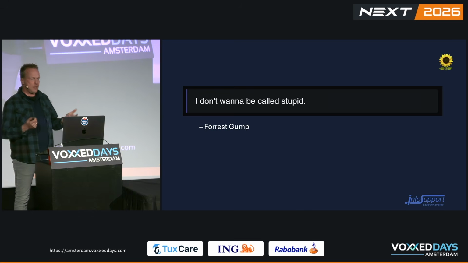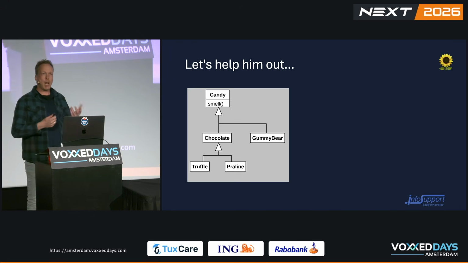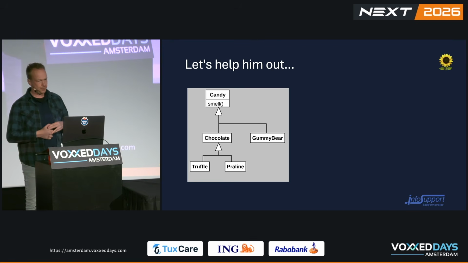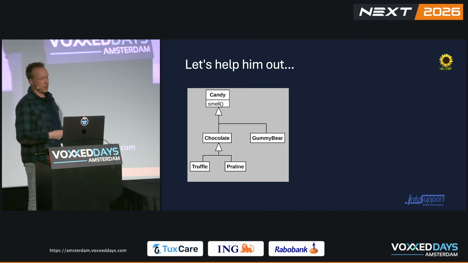So Forrest said, I don't want to be called stupid. So we help him out. We create this domain model with Candy on top, with a smell method, so you can smell if it's fresh. A Chocolate is a Candy, and Truffle and Praline are Chocolates, and a Gummy Bear is of course also a Candy.